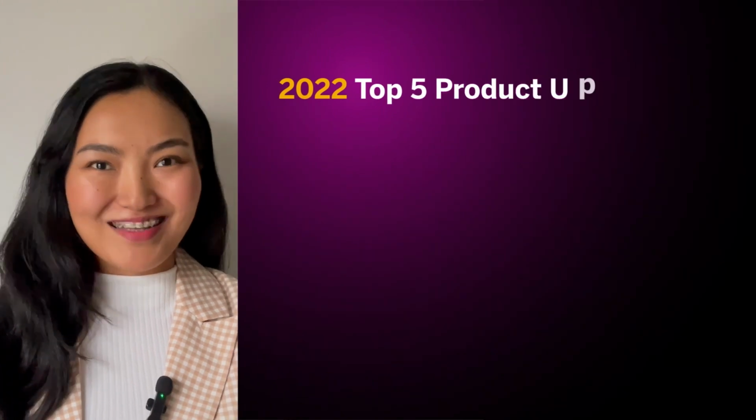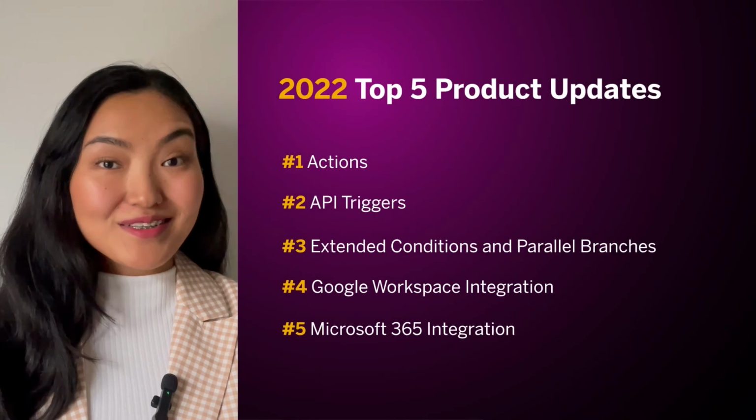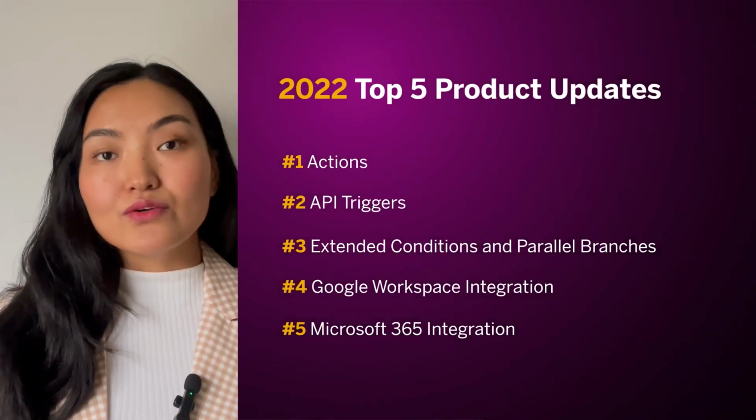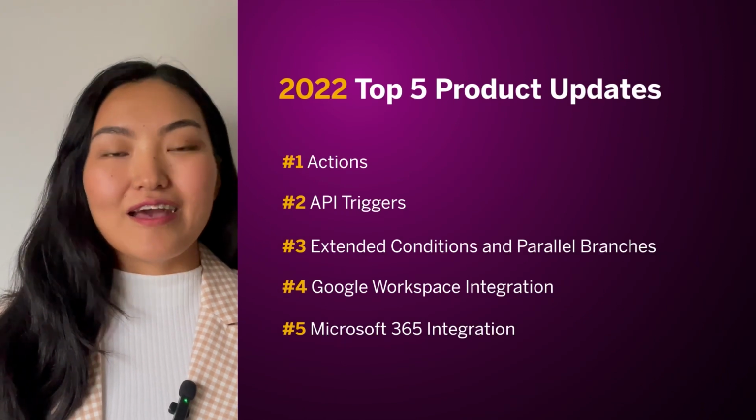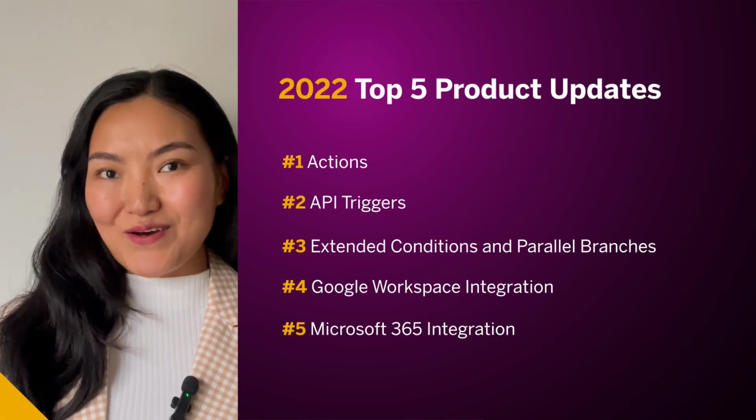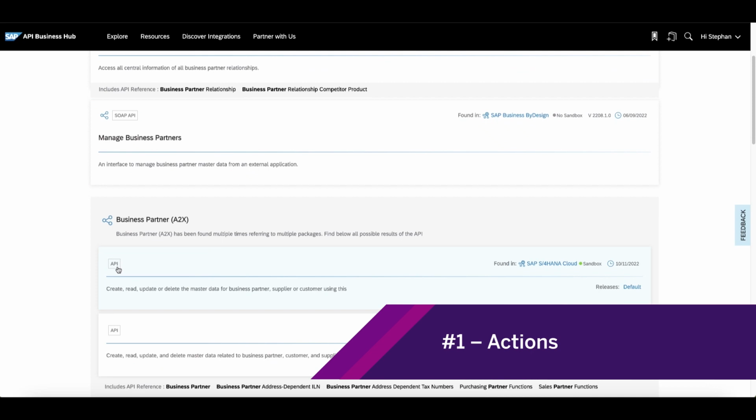Now let's switch gears and talk about the top 5 product updates. First, we have actions, API triggers, extended conditions and parallel branches, Google Workspace integration, and finally, Microsoft 365 integration. Let's go. Thanks, Jessie. First off, we have actions.